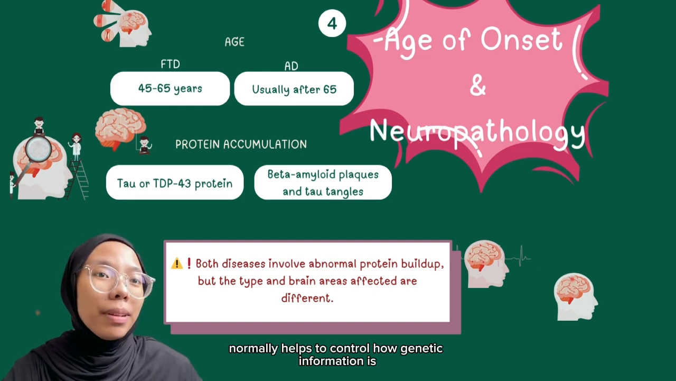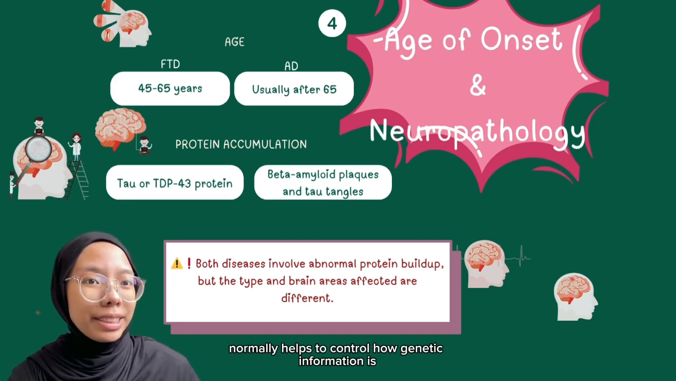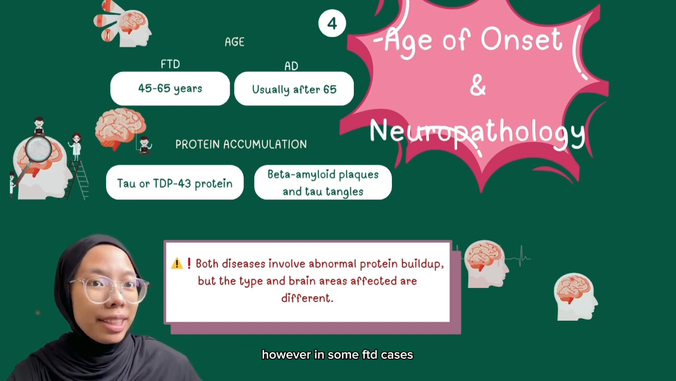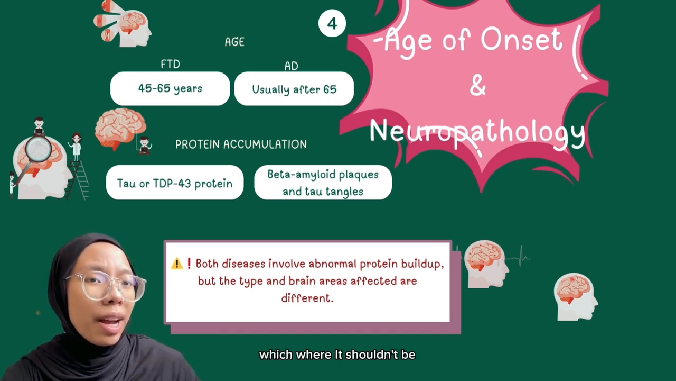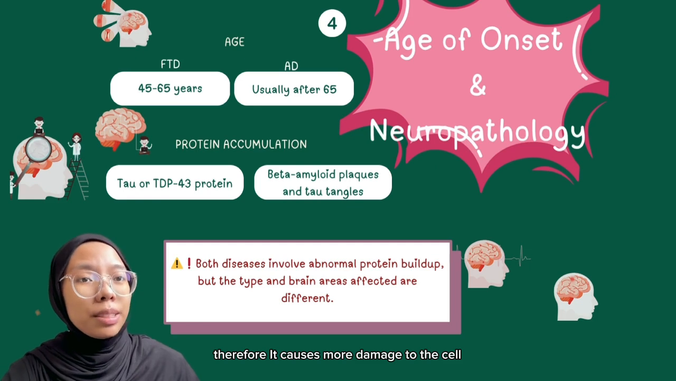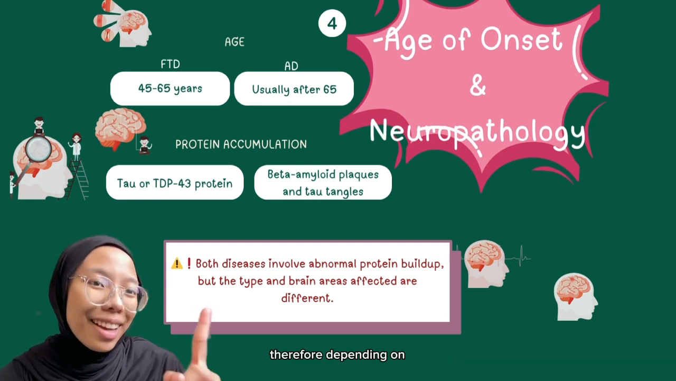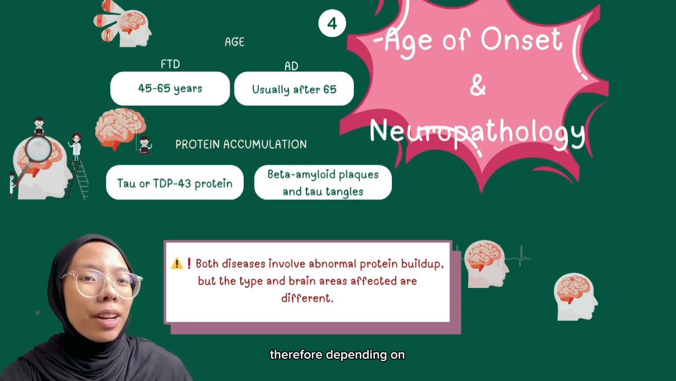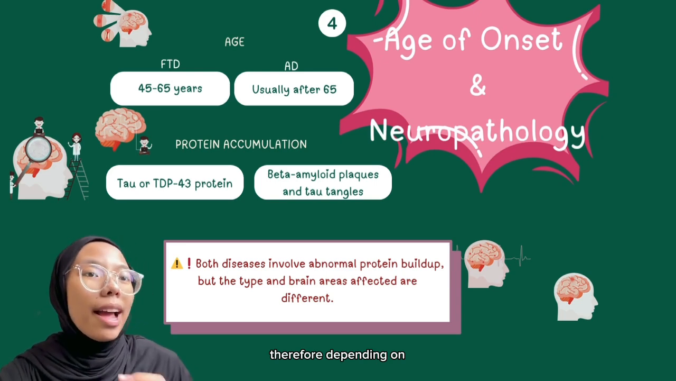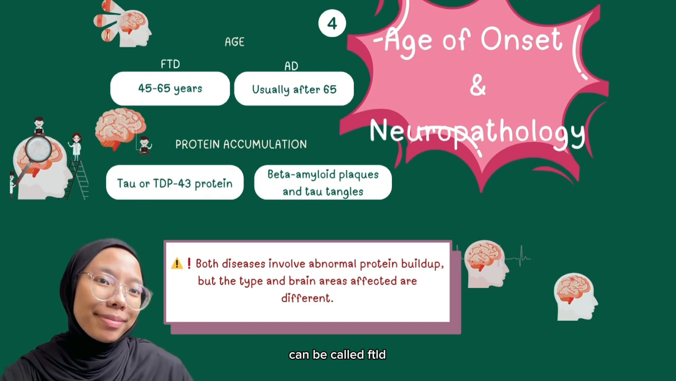TDP-43 protein normally helps to control how genetic information is used in cells. However, in some FTD cases, it clumps up inside the cytoplasm, where it shouldn't be. Therefore, it causes more damage to the cell. Depending on which protein is the main abnormal protein, FTD can be called FTLD-tau or FTLD-TDP.